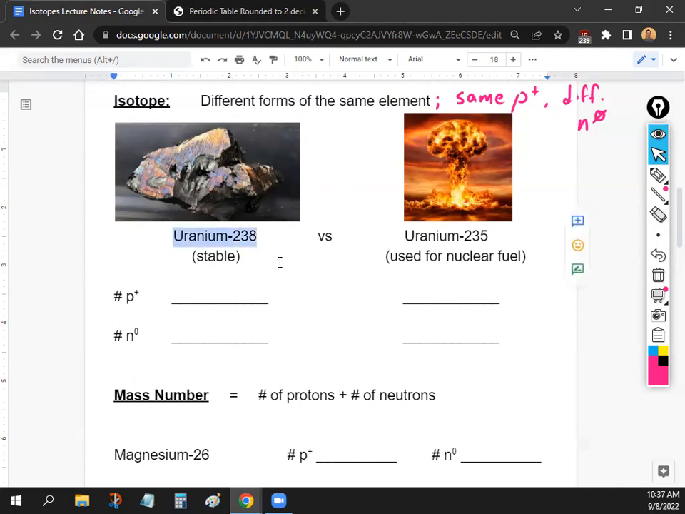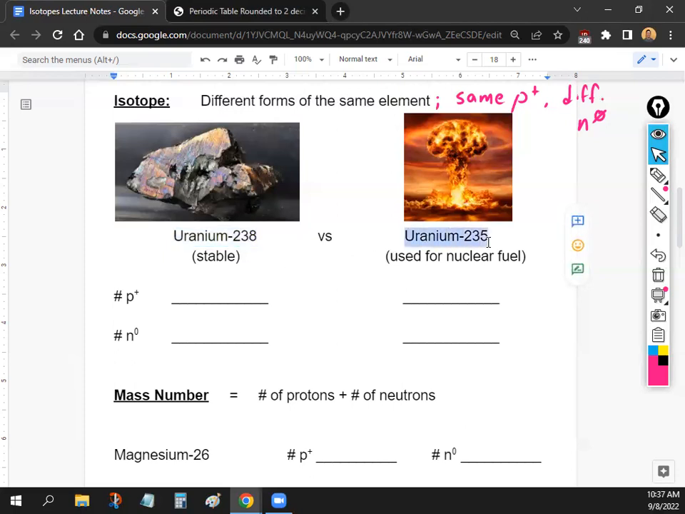Uranium-238 is the most common form of uranium, and if you go outside and pick up a rock, chances are there might be a little bit of uranium-238 in it. So you can kind of see that it's very stable, right? You're not really scared of picking up a rock. Maybe somebody hitting you with it, yeah, but not the stuff inside of it.